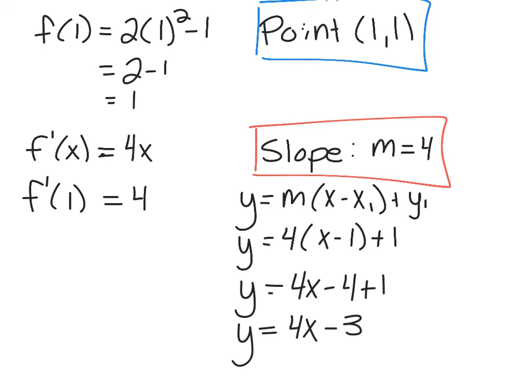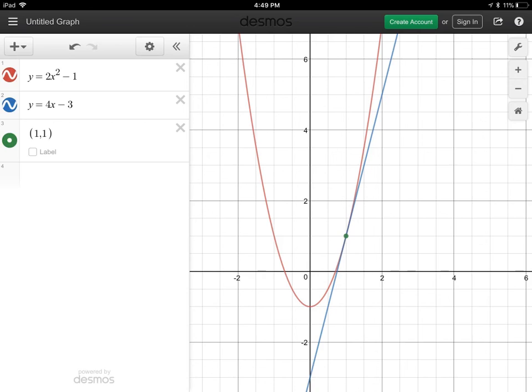Now a good thing to do to check if your work is correct is go ahead and plot both the original function and your proposed tangent line in Desmos. So here's a screenshot of what this looks like in Desmos.